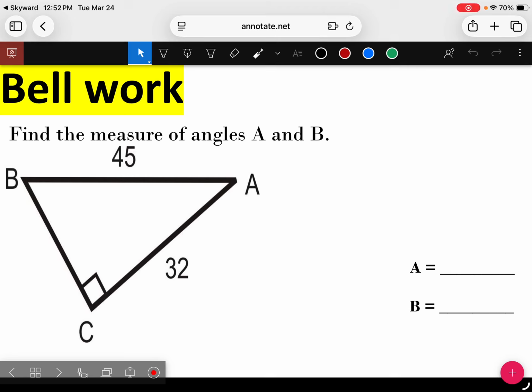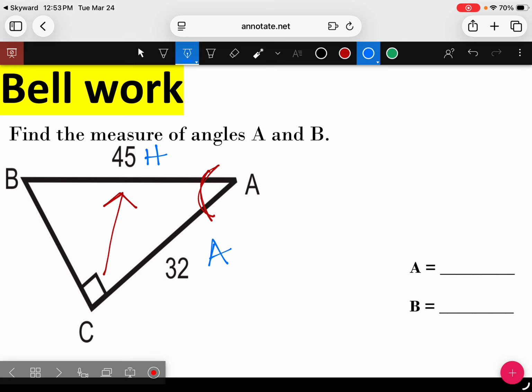So if you're trying to find angle A to begin, the 45 is opposite the right angle, which makes it your what? Hypotenuse. What is the 32? Is it right next to A or is it opposite from A? It's adjacent. Good.